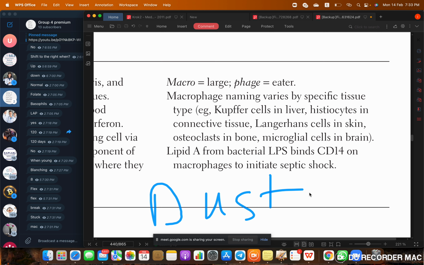Okay, so if you get a question about which of the following cells can be, by the way, guys, can somebody get HIV in the macrophage?